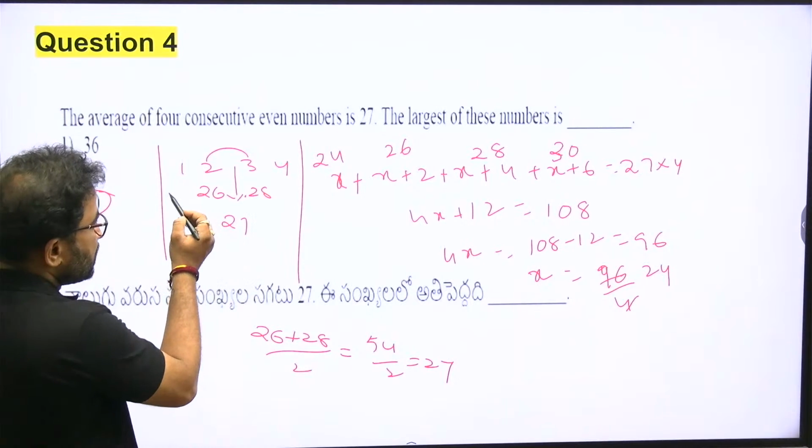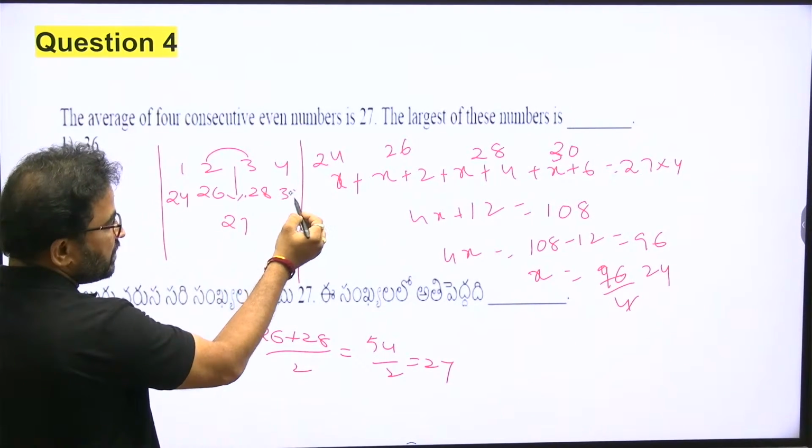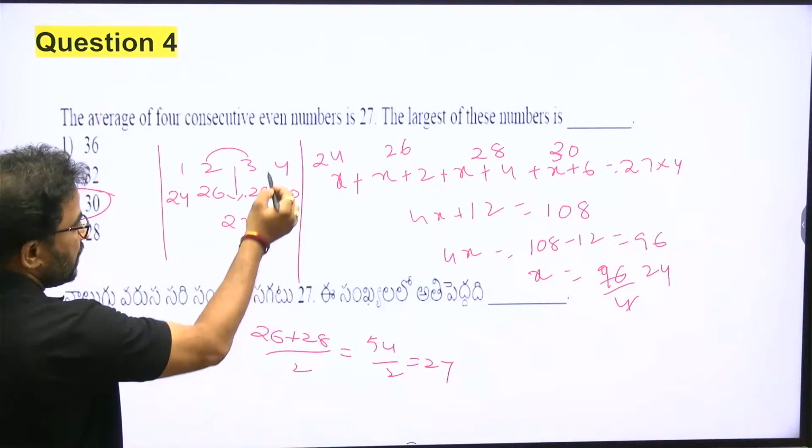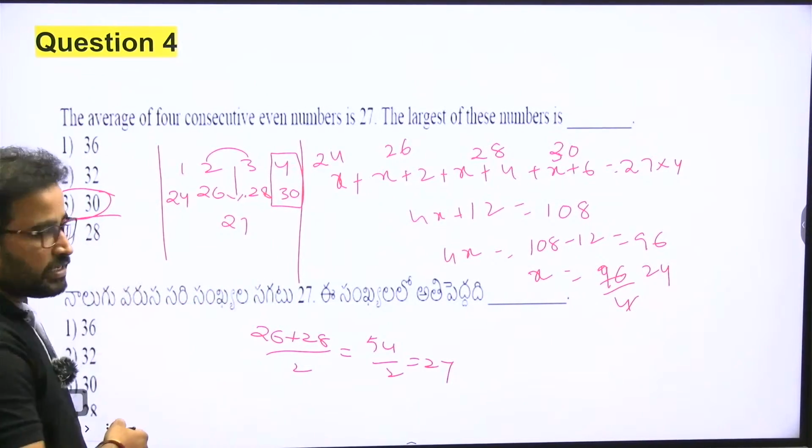This value 26 is nothing but before value 24. 28 after, next one is nothing but after this one, two differences existed. So largest of these two is nothing but which is existed? Fourth position, 30 is the right answer.